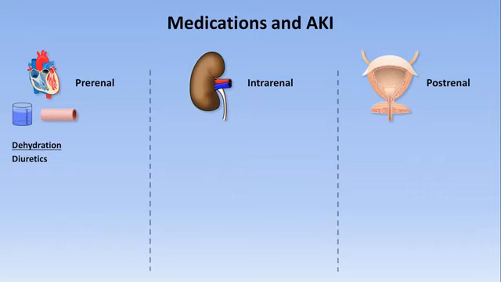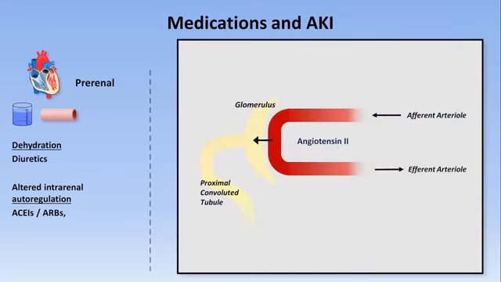Another subcategory are meds which alter intrarenal autoregulation. What does this mean? Well, let's first consider ACE inhibitors and angiotensin receptor blockers. Angiotensin II normally vasoconstricts both the afferent arteriole leading to the glomerulus as well as the efferent arteriole leading away from the glomerulus, but the effect is greater on the efferent side. The consequence of this is that angiotensin II increases the pressure gradient driving fluid across the glomerular membrane.